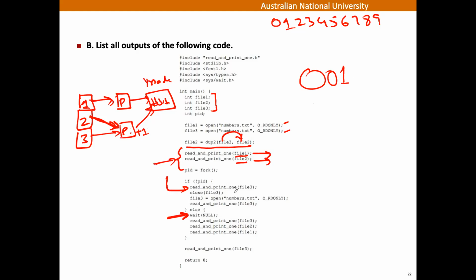Okay, now child closes the file descriptor and opens a new file descriptor. So now child will have a new file descriptor that the parent does not have. Okay. And child will now have a new descriptor which will point to a new entry in this table, and initially the position will be 0. So what will this print?